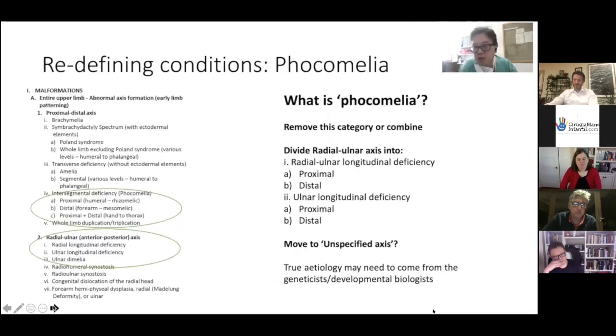So what ultimately is phocomelia, and is it time to change this term? Or perhaps in the OMT we can add a new category and divide the radial ulnar axis into proximal and distal defects to make it more inclusive. I think you get the point. The OMT allows you to do that.